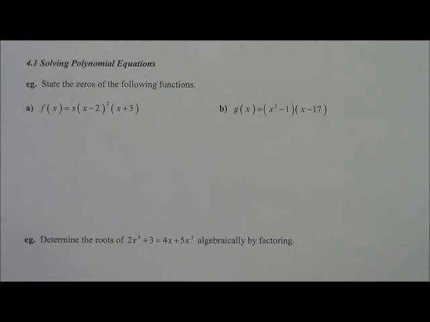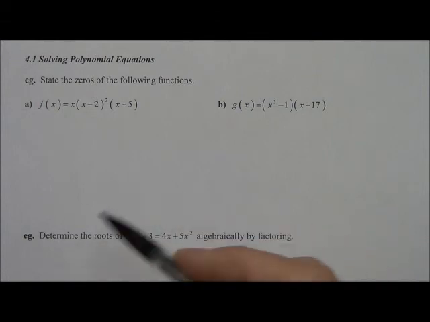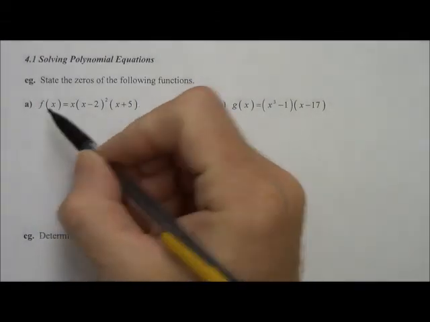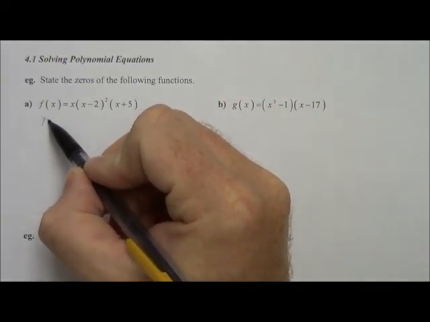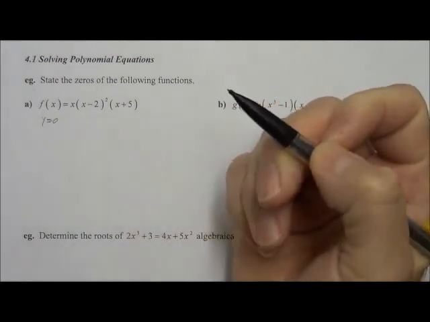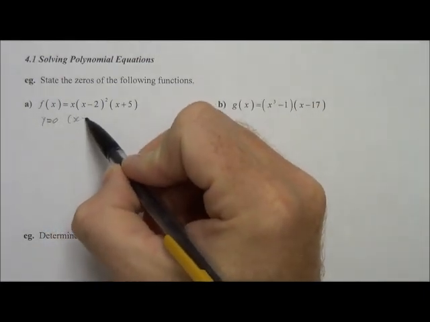So if we take a look at this first example, for example A, f of x equals x, quantity x minus 2 squared, quantity x plus 5. So we just want to state the zeros for this function. If we're stating the zeros, that means that y equals 0, and y equals 0 corresponds to the x-axis.